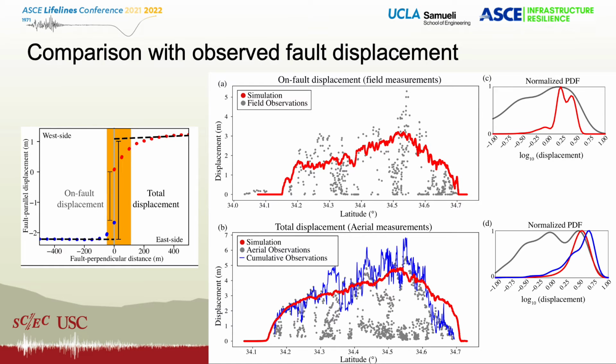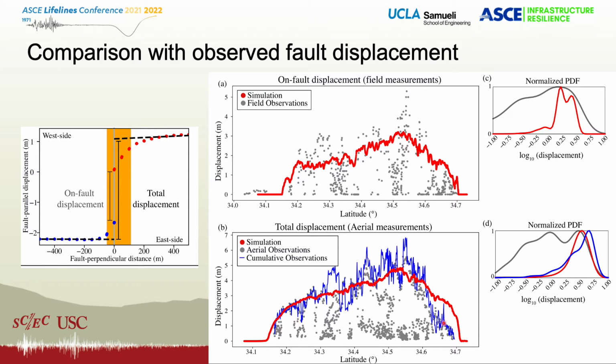Here are our simulation results. We managed to simulate the similar partially distributed deformation pattern observed in Lander's earthquake. Then we follow the procedure done over the aerially detected deformation to pick the total and on-fault displacements and make these two measurements over our simulation results. Then we compare the simulated on-fault and total displacement with Lander's dataset.